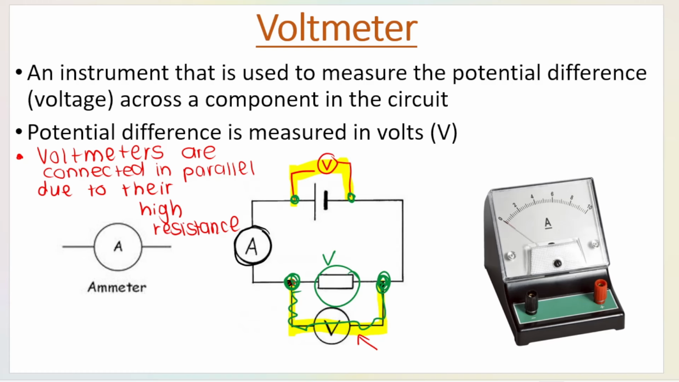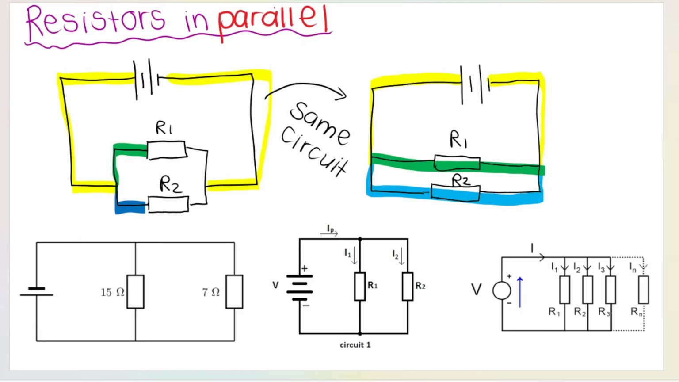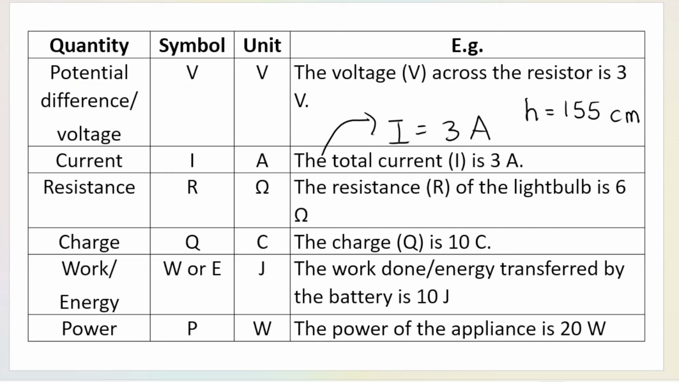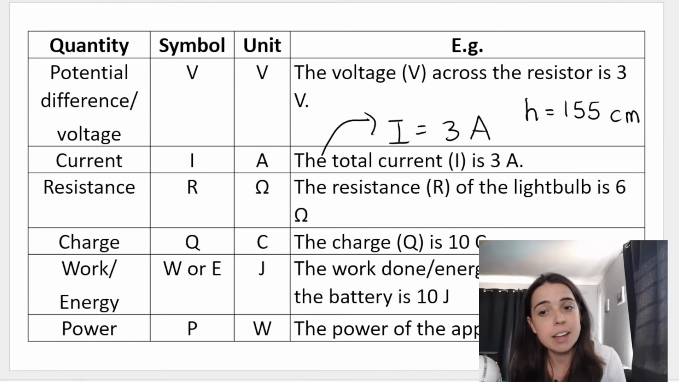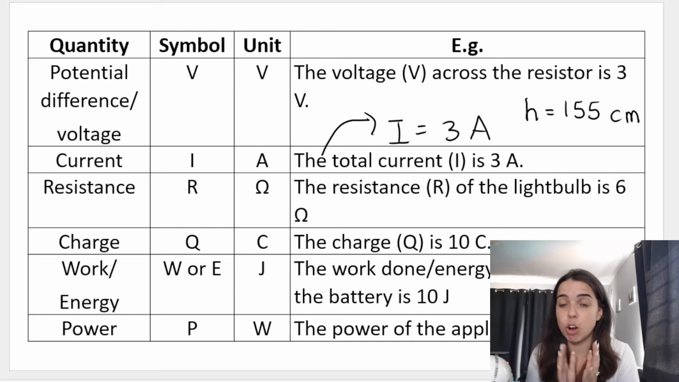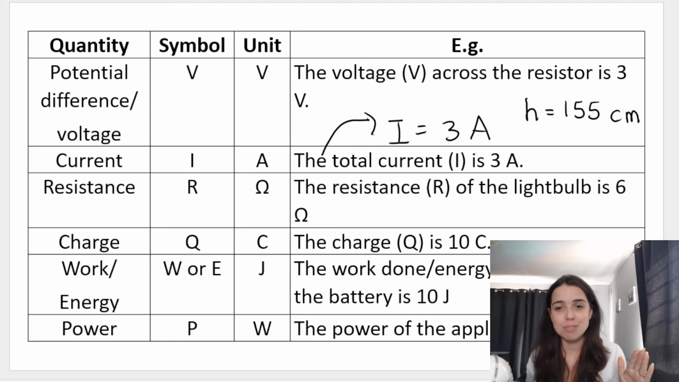Right. Now, before I show you the difference between resistors connected in parallel and series, I want to go over the different variables within an electric circuit. And grade 10s, 11s, and 12s, this is so important. I mark papers all the way up to matric level, and I often see that students get confused between the quantity, the symbol to represent that quantity, and the unit. There's a massive difference.